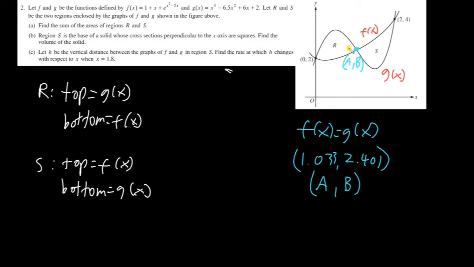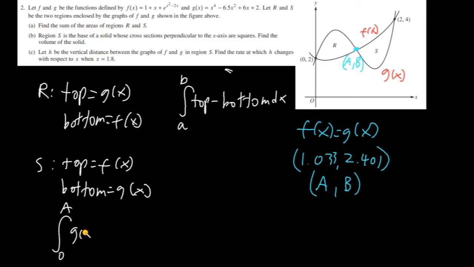Okay, so let's start with region R, okay? And the formula is the integral from a to b, and this a and b is not this a and b, it's just a and b, of top minus bottom. A and b are like generic points. Okay, dx. Alright, so for R, we're going to say, okay, R is the integral, and for the limits we're starting at 0 and ending at capital A, right? So we're going from 0 to A, and then top is g of x minus bottom is f of x, dx. And this is going to give us region R.